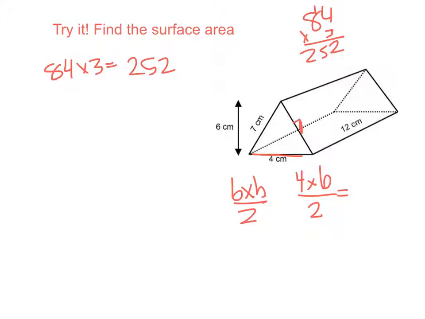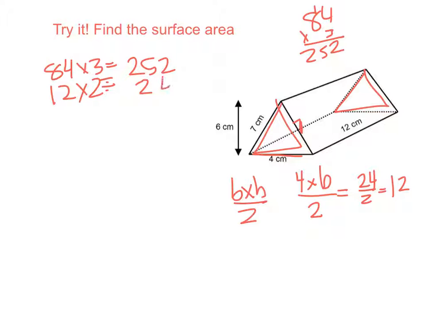Divided by 2. 4 times 6 is 24. Divided by 2 will give me 12. But then I'm going to do 12 times 2 because I have 2 triangles. Both are the same shape, or the same area, which would give me 24. Line those up and add. 276 centimeters squared.